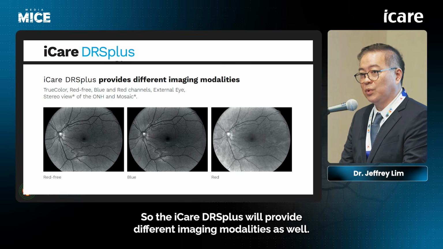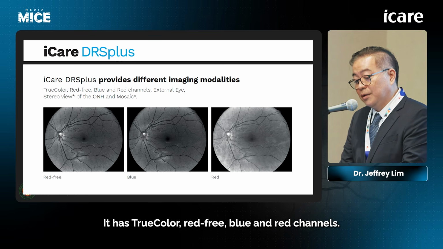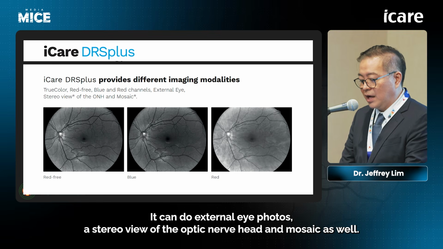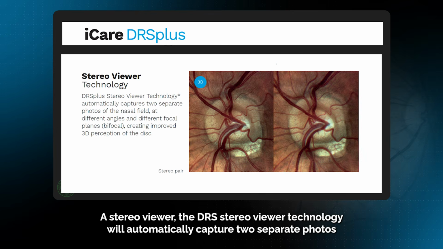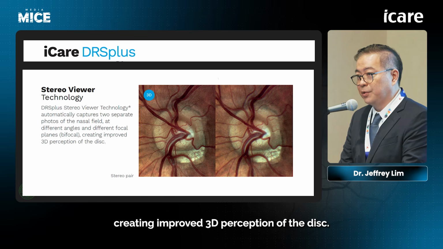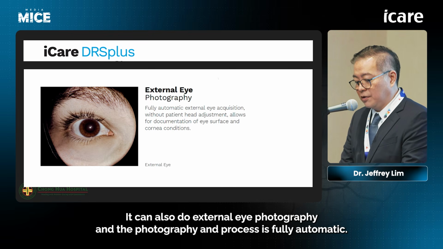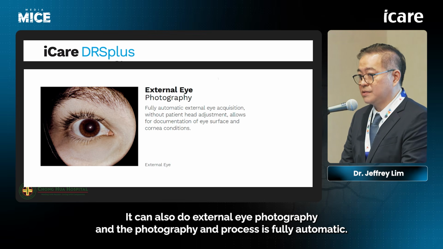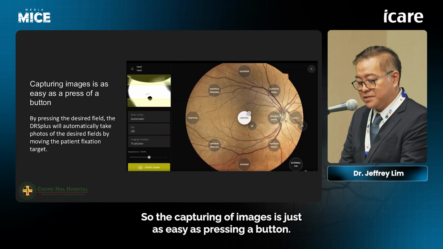The iCare DRSplus provides different imaging modalities as well. It has true color, red-free, blue and red channels. It can do external eye photos, a stereo view of the optic nerve head, and mosaic as well. The DRS stereo viewer technology will automatically capture two separate photos of the nasal field at different angles and different focal planes, creating an improved 3D perception of the disc. It can also do external eye photography, and the process is fully automatic. So the capturing of images is just as easy as pressing a button.